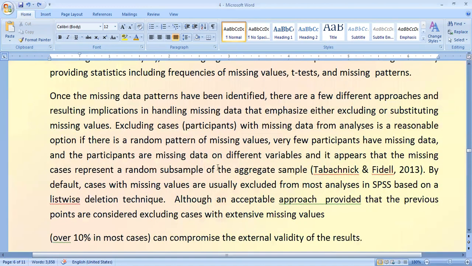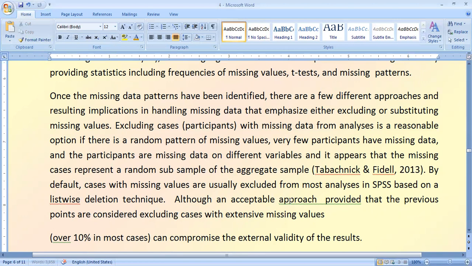Once the missing data pattern has been identified, there are a few different approaches, with resulting implications, for handling missing data that emphasize either excluding or substituting missing values. Excluding cases, particularly participants with missing data, from analysis is a reasonable option when the pattern of missing values is random. Very few participants have missing data, the participants are missing data on different variables, and it appears that the missing cases represent a random subsample of the aggregate sample.